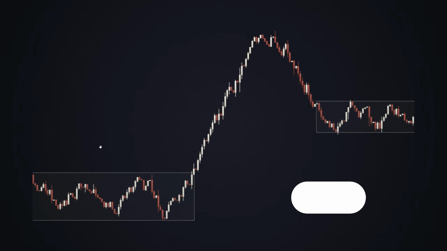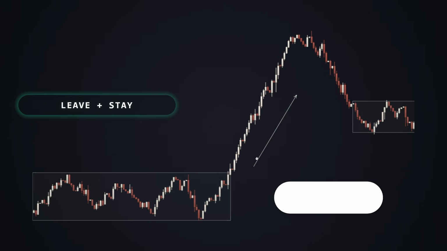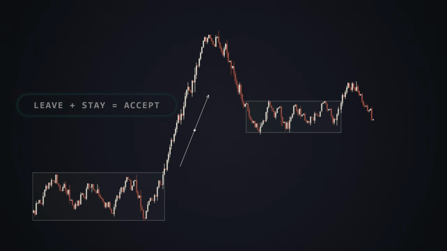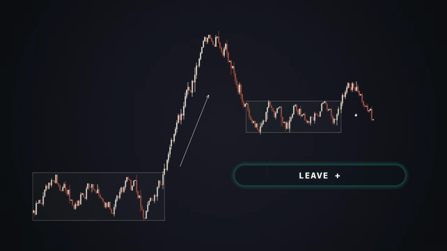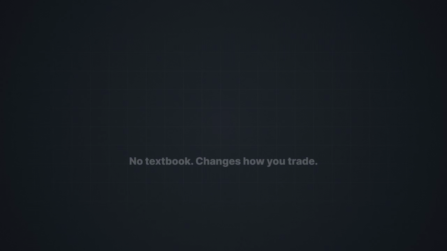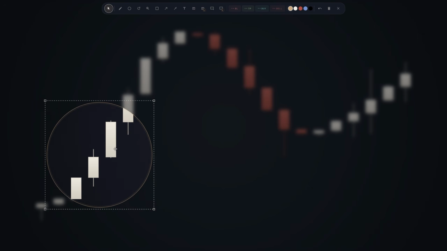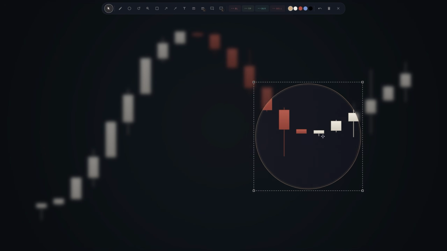Now watch what happens when price leaves that zone. If it leaves and stays out, the market is accepting a new area. If it leaves and snaps back inside, the market just rejected that move. That one difference changes everything. That is auction market theory without the boring textbook version, and it will completely change how you day trade.